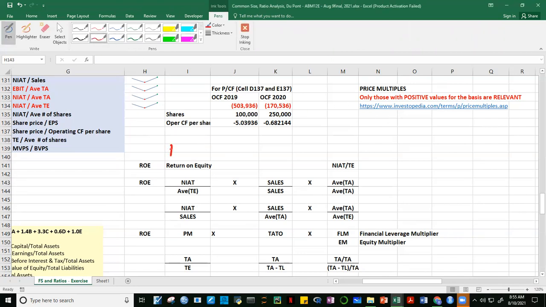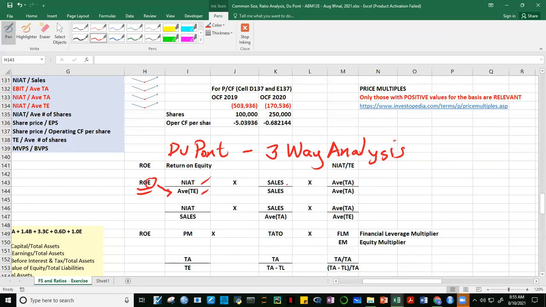So it led to the DuPont. DuPont is a company, guys, chemical company sa US. Three-way analysis. Bakit three-way analysis? Kasi dinicompose nila yung ROE into three measures. So ito ROE, di ba? Which is equal to net income after tax over average total equity. Kaya return on equity.